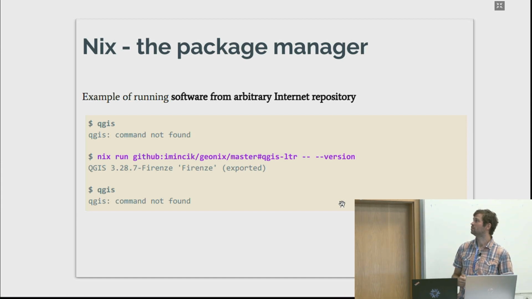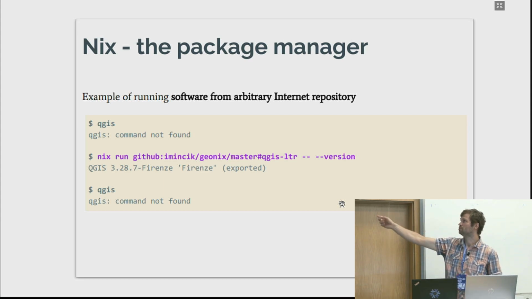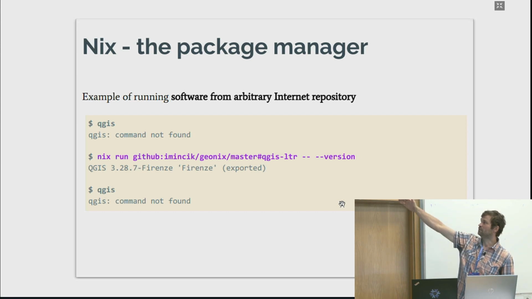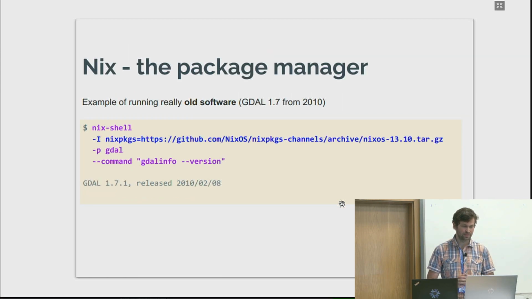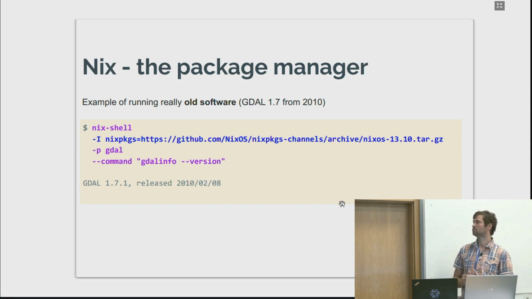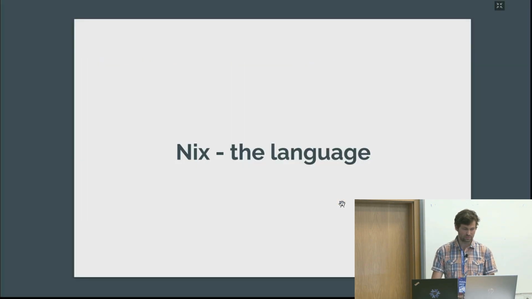There's a GitHub repo, my GitHub repo, and it's running QGIS long-term release just with the option to print the version. You see before I was not able to access QGIS, after I was able to access it. So it's just an example of running software without anything else. This is an example using the old command line interface, how to run GDAL 1.7 on the current Ubuntu version, no problem to do it.